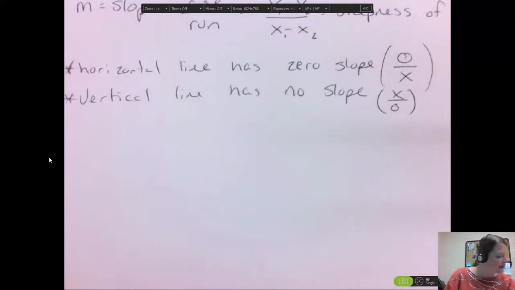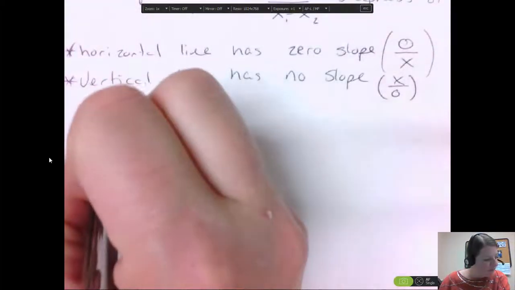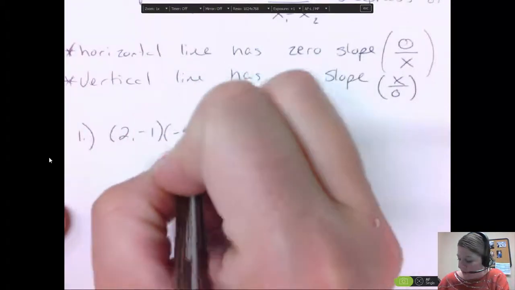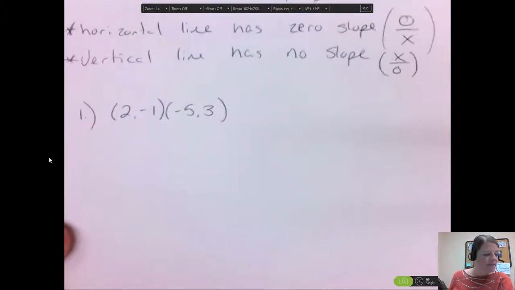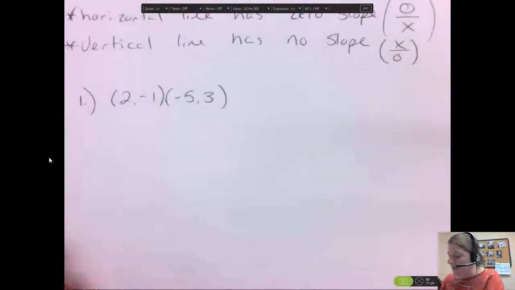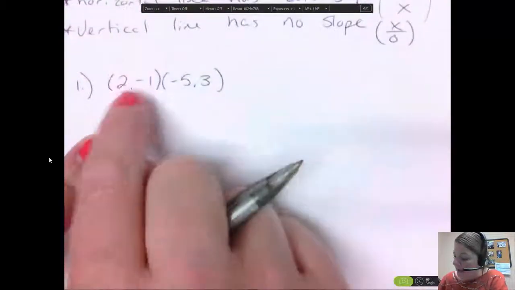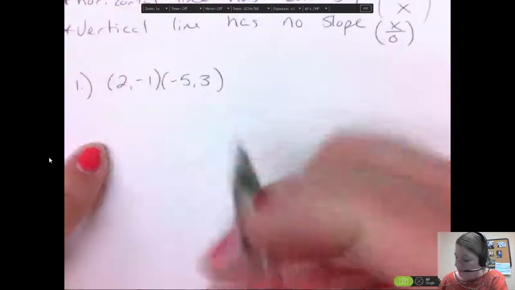Okay, so let's look at a couple problems. So here would be my first example. If I have the points 2, -1, and -5, 3. So here's 2 points of a line, and I would like to find the slope. If I have 2 points, then I'll just use my formula. Y minus y over x minus x. And yes, you could go this way, either way that you go.